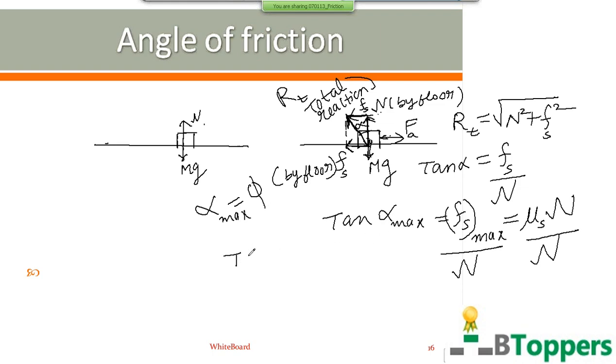So tan phi can be written as equal to mu_s. So if phi is the angle of friction between two surfaces in contact, then we can write tan phi equal to mu_s, or mu_s equal to tan phi. Or if mu_s is the coefficient of static friction between two surfaces in contact, then the angle of friction between the two surfaces in contact can be written as tan inverse mu_s.